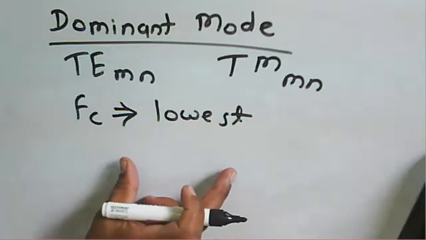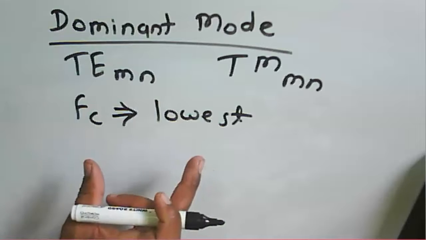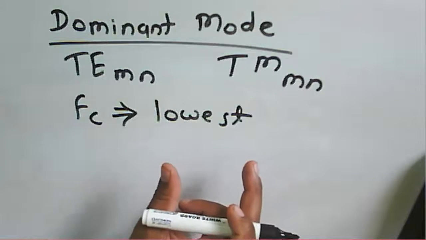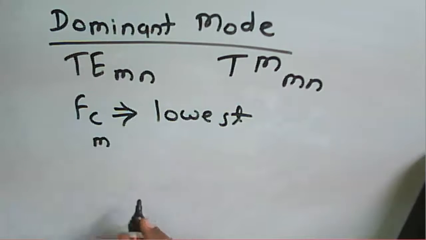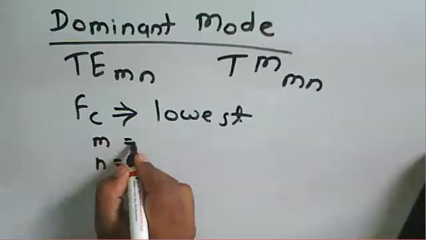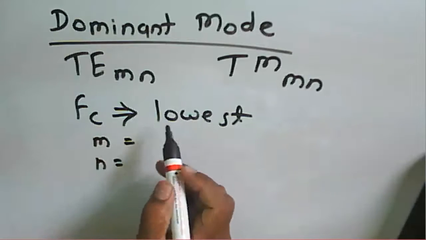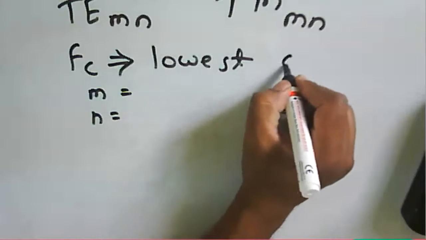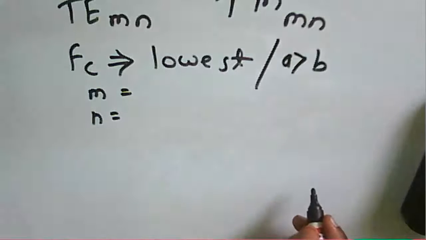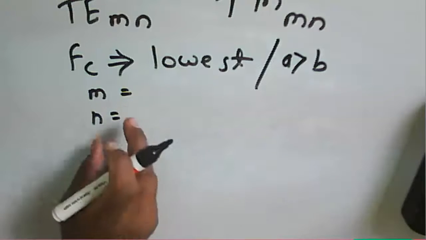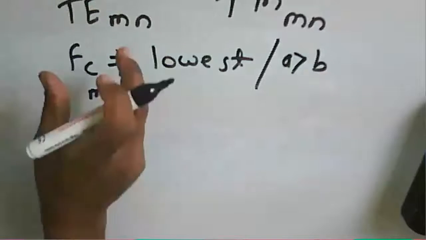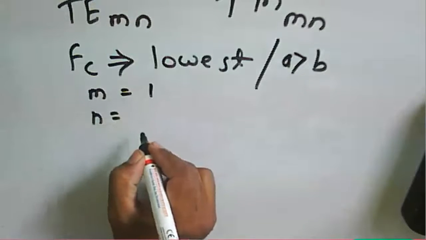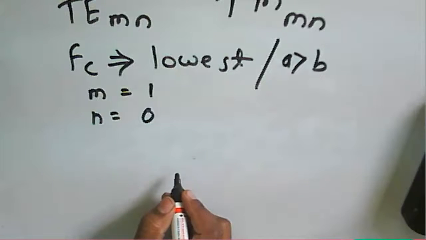Generally we say that the cutoff frequency depends upon the dimensions of the waveguide, that is the physical size, A and B. Then at what value of m and what value of n will we get the lowest fc? For the given dimensions, we say that A is greater than B. A is always greater than B. So what values of m and n give the lowest cutoff frequency? That is called the dominant mode. We say that m is equal to 1 and n is equal to 0.